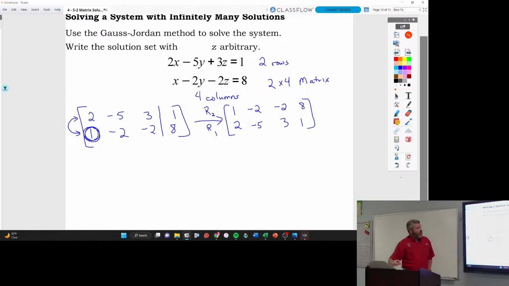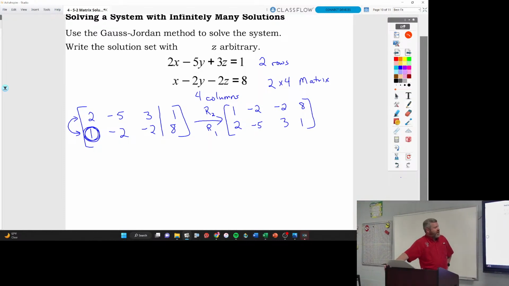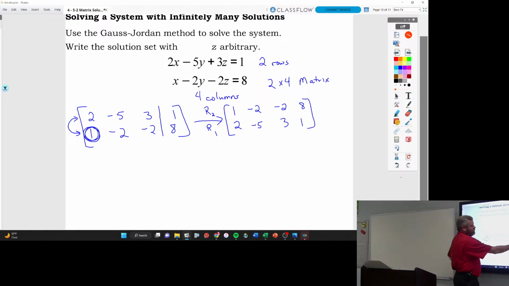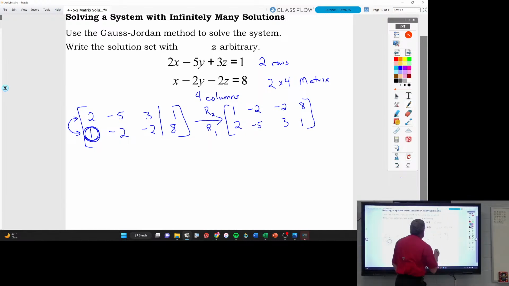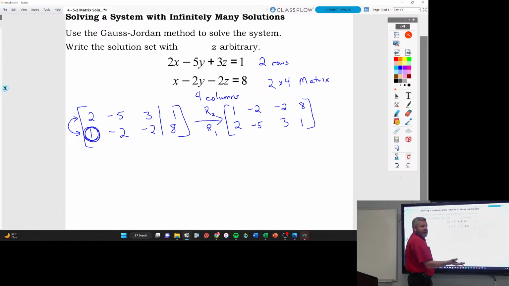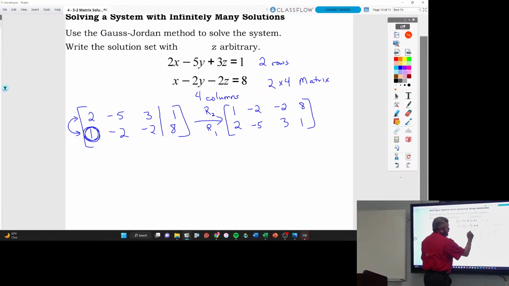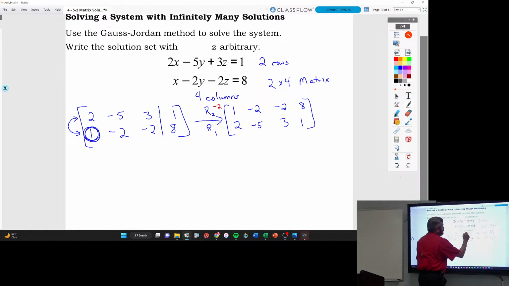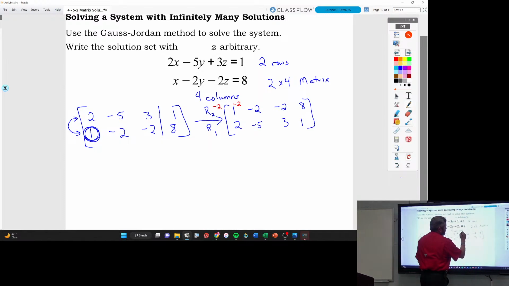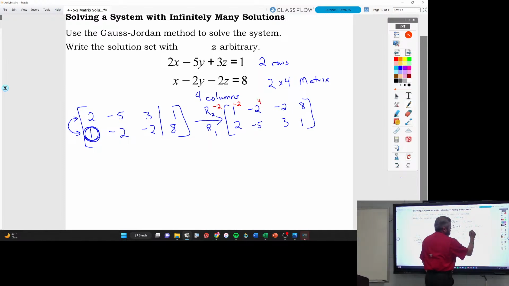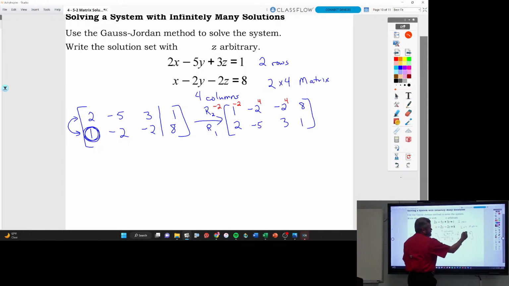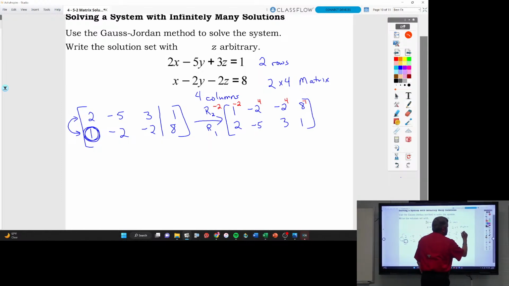Okay, so now row 1, column 1 is a 1, just like I want. I now want to use that 1 and turn the 2 into a 0. Well, to get rid of a 2, I need a -2. To turn a 1 into a -2, I'm going to multiply row 1 by -2. -2 times 1 is -2. -2 times -2 is 4. -2 times -2 is 4. -2 times 8 is -16.